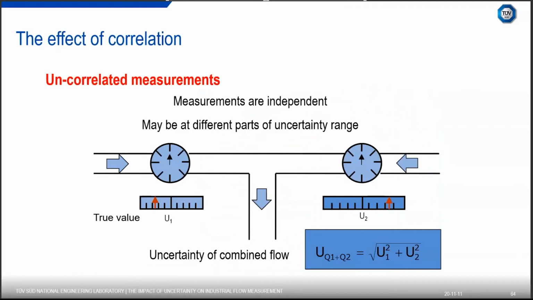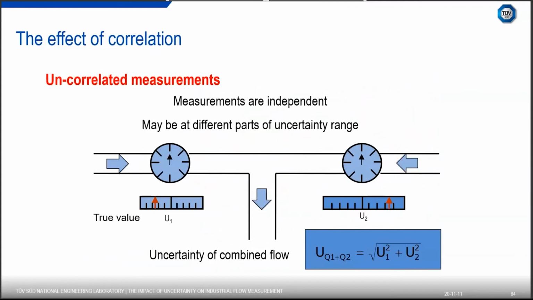Finally, all of these examples I've spoken about previously are relatively simplistic in the sense that they've assumed that the measurements are uncorrelated. This is when the measurements are independent, and you can see that they could be at different parts of the uncertainty range, and that's why we can use our root mean squared method.